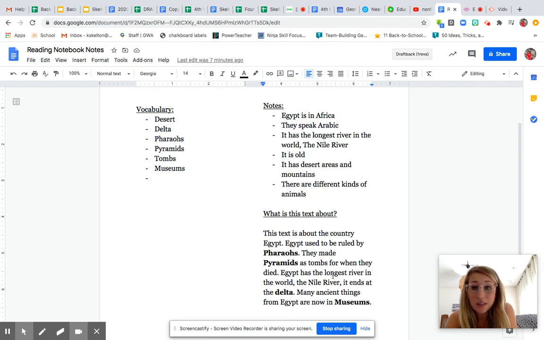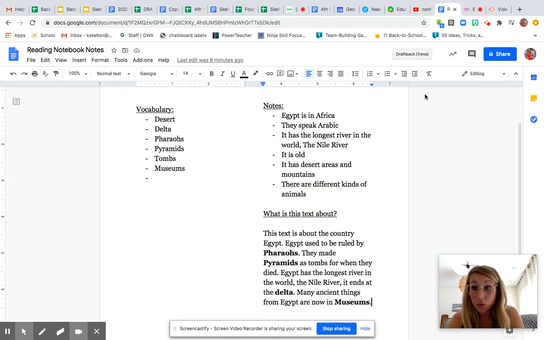So you can see I didn't have to retell the whole text. It's very short, and I used some of the bolded words that were in the text as well to retell. So these words are really important because they help you when you're explaining what a text is about. They help you use specific vocabulary for your nonfiction text. So you're not just saying, Egypt is a country, it's in Africa, it's big. Okay, use more specific vocabulary as a reader. Challenge yourself to use as many of these words as you can when you're describing what your text is about.